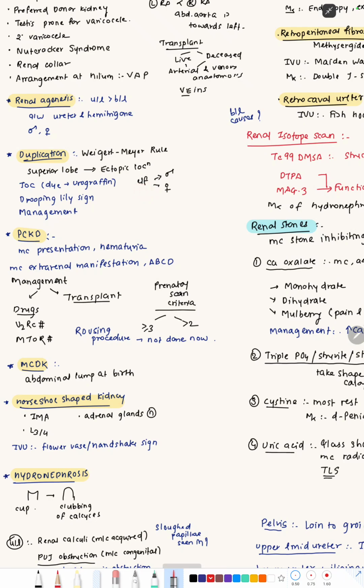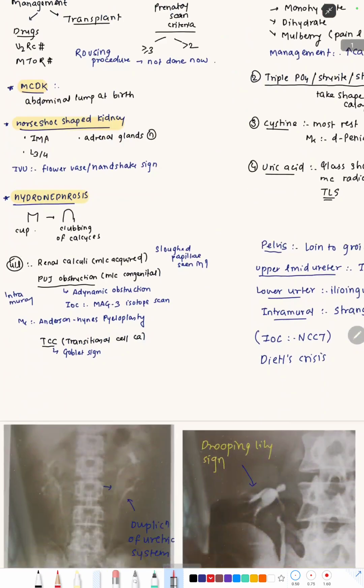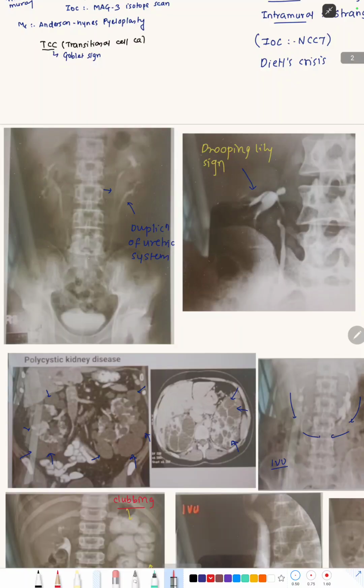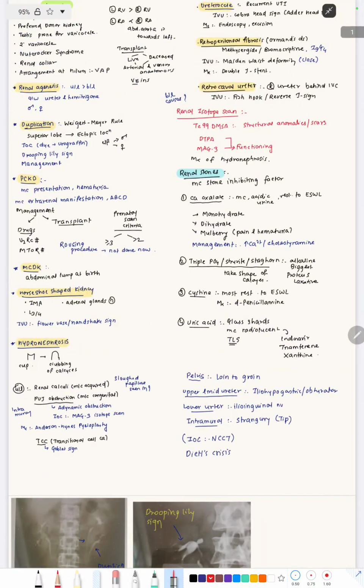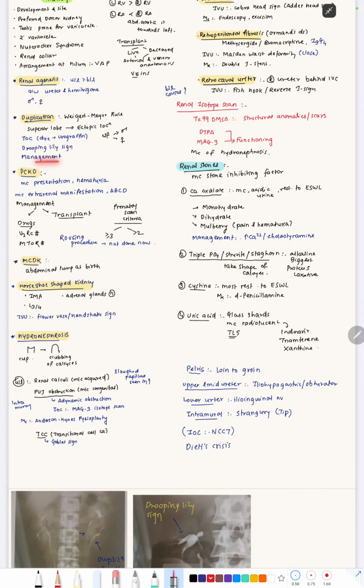Then the clinical features in males, they are generally normal because it drains into the urethra of the males, but in females it drains into the vagina, and because of which the mother will come that a child is never dry since birth. On intravenous urography, there is a drooping lily sign. So this is the drooping lily sign that is seen on intravenous urography. Similarly, the duplication of the ureters can also be seen. Now, the next is going to be the management. Management is obviously going to be the reimplantation of the ectopic ureter.